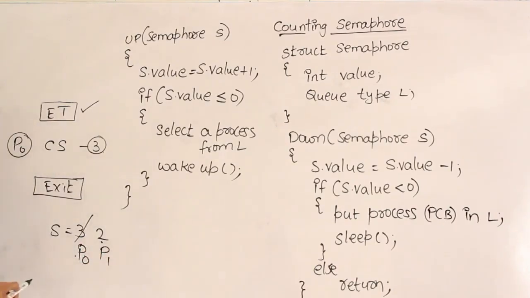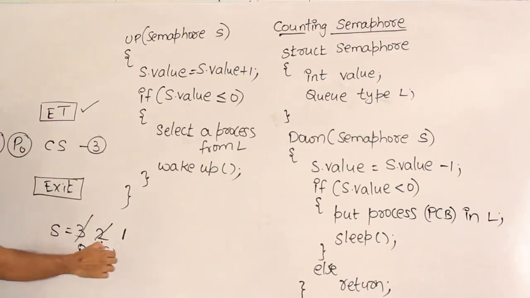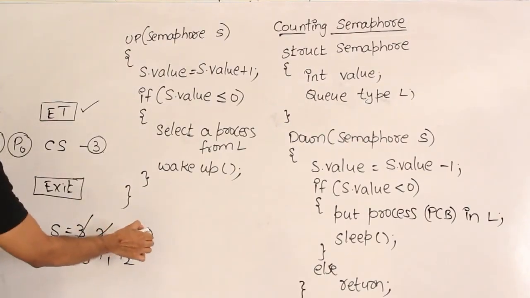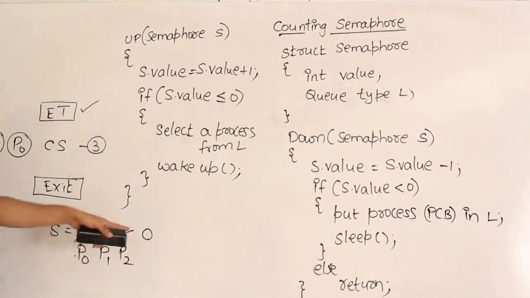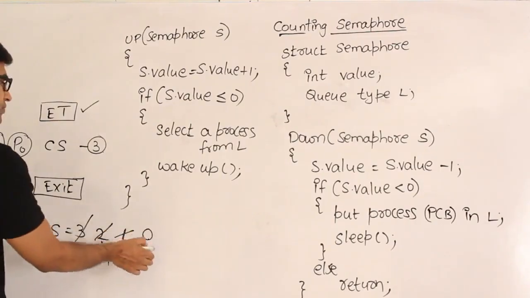Let us say P1 has come. P1 also wants to enter the critical section. Then it will decrement it to 1 and still it is greater than 0, right? Therefore P1 will also enter it. And now let us say P2, the next process, has come for execution and it will make it 0, right? And still it is not less than 0, therefore it will also enter it. So P0, P1 and P2, all 3 are simultaneously executing the critical section. And now the semaphore value has become 0, right?